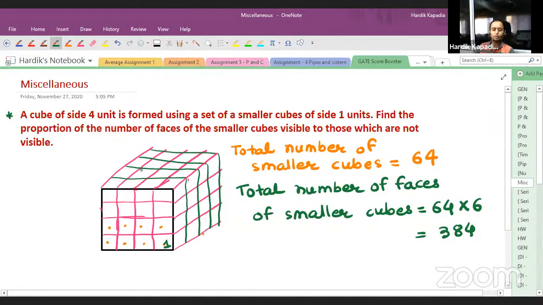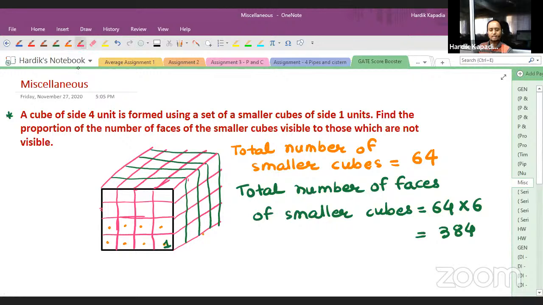Now the main question: visible faces to those which are not visible. So it's not like that. It is lying on the floor and this whole face is not visible. It's not like that. It's like each and every face on the surface is visible.